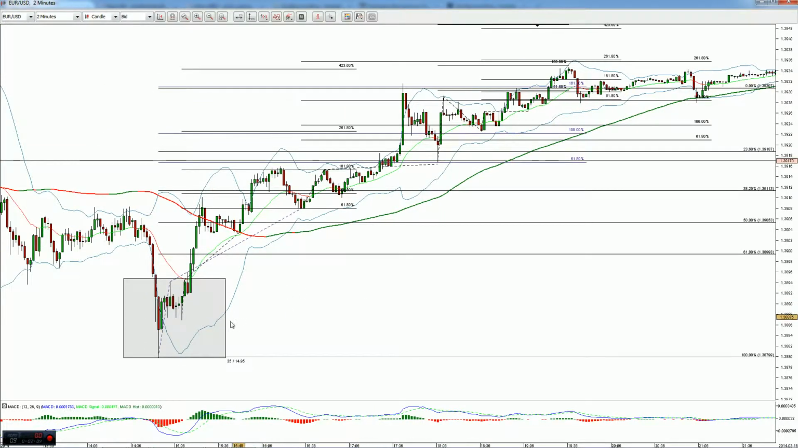Okay, to start with, you must be sure that the previous structure has finished. And this is the point when the previous structure, a C, most probably finished. So you are expecting a new impulse to the upside, and as you can see, the market started moving and moved to the upside, and then a correction. So this is a 1 and 2.